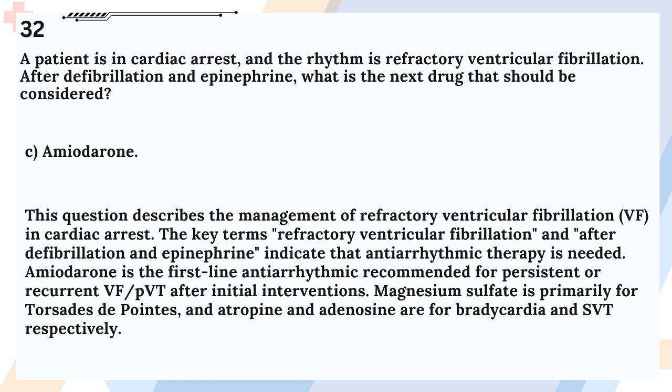Answer: C. Amiodarone. This question describes the management of refractory ventricular fibrillation, VF, in cardiac arrest. The key terms "refractory ventricular fibrillation" and "after defibrillation and epinephrine" indicate that antiarrhythmic therapy is needed. Amiodarone is the first-line antiarrhythmic recommended for persistent or recurrent VF/pVT after initial interventions. Magnesium sulfate is primarily for torsades de pointes, and atropine and adenosine are for bradycardia and SVT respectively.